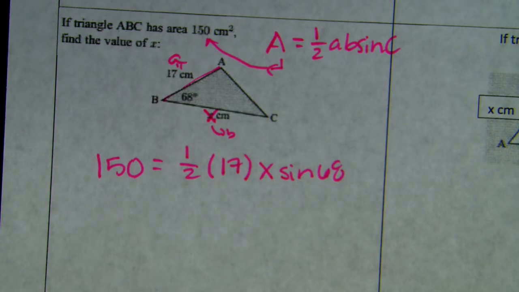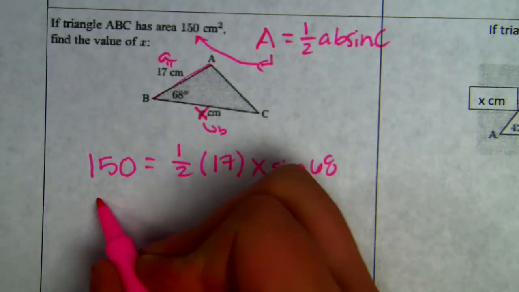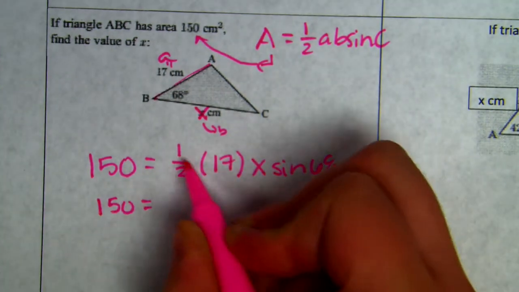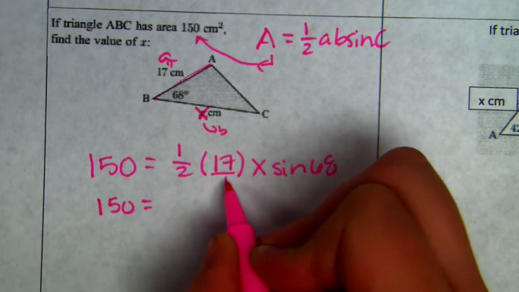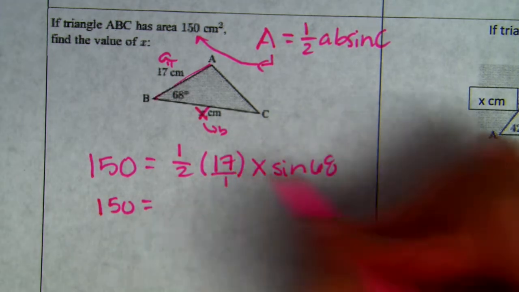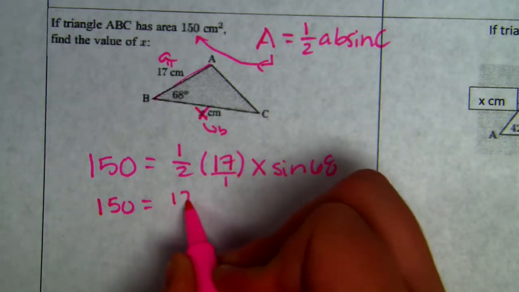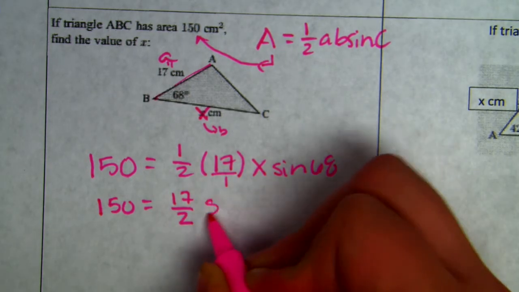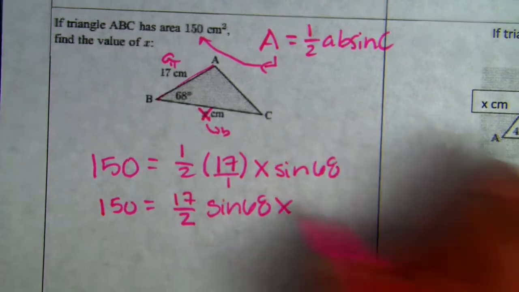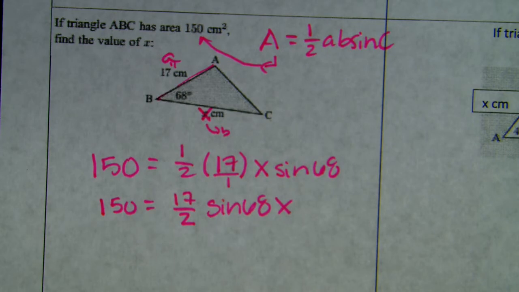So I have 2 choices. I don't really like having a fraction over here, so I'm going to simplify that a little bit. If I take 1/2 times 17, reminder that putting anything over 1 just makes it itself, I'm going to have 17 over 2 times sine 68 times x. That just makes it a little bit easier for me.